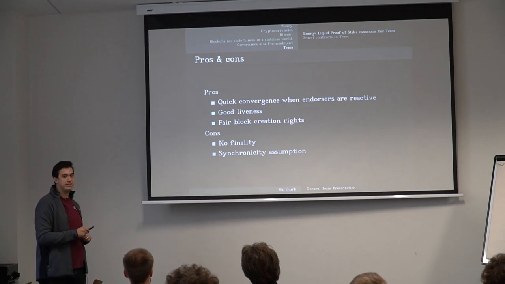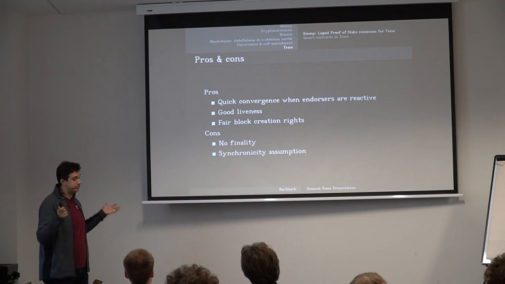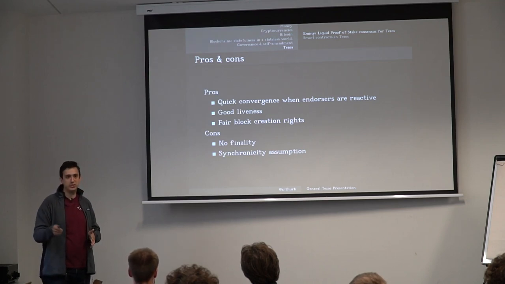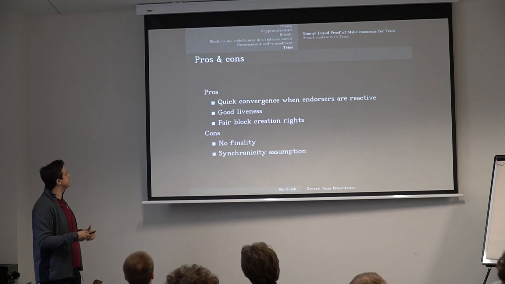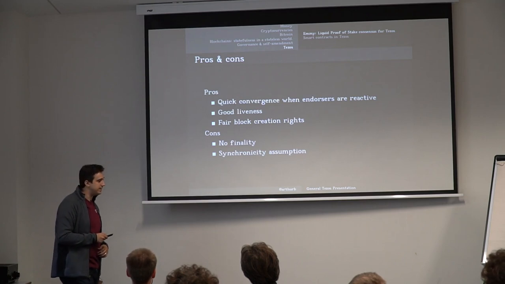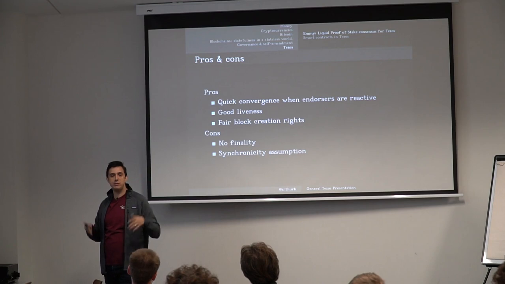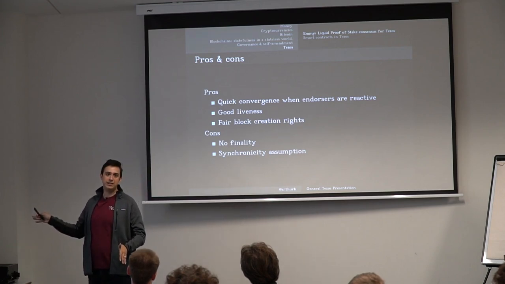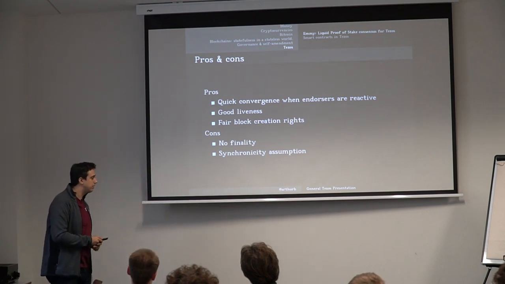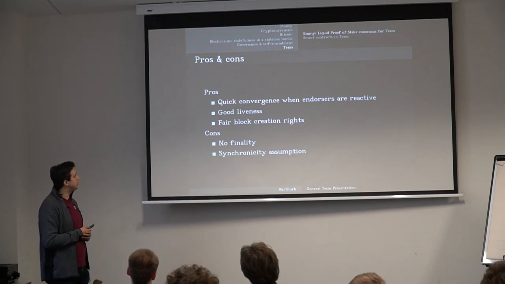It has good liveness, in the sense that your blockchain is always going to keep making progress. If they're not reactive, you're still going to be able to get transactions through. You're still going to be able to get blocks. You're still going to be able to make progress. And also, it has fair block creation rights. It really insists on this. It's the idea in Tezos that if you own 1% of the tokens, you should be able to create 1% of the blocks. And that's something that's missing from a lot of other proof of stake systems, and Tezos works a lot to try to achieve that.